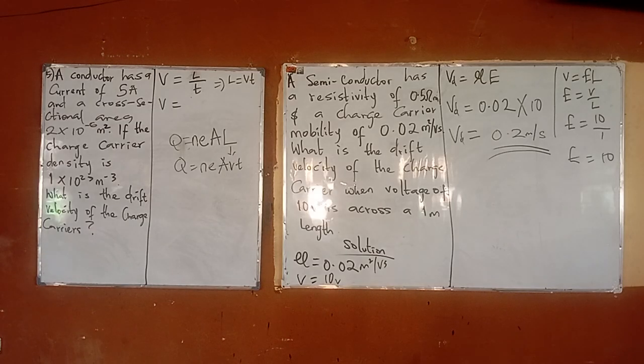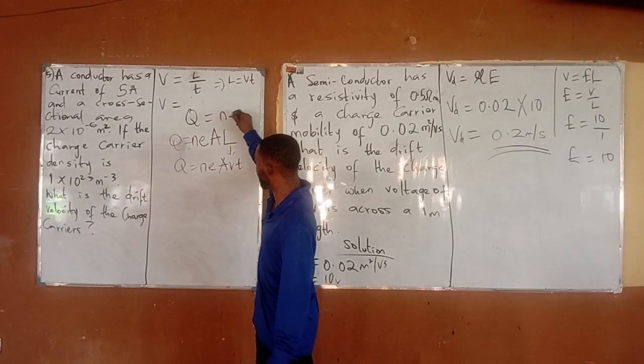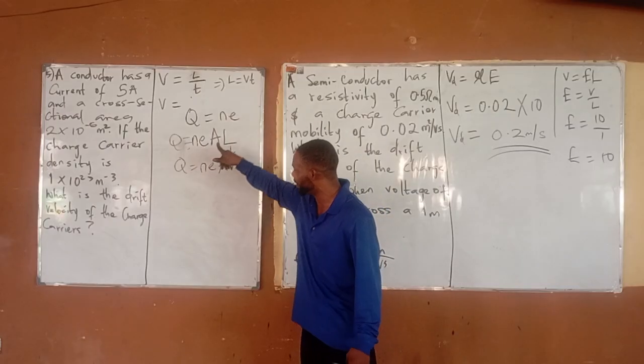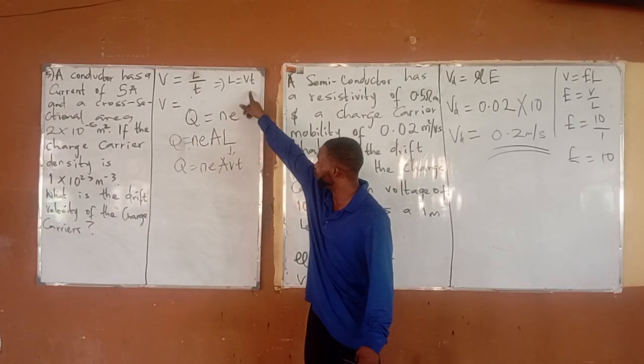So I said quantization of charge is equal to NE. But when it has to do with a wire, we said that it is equal to NE times the area of the wire and the length of the wire. So replace this length here with this thing.